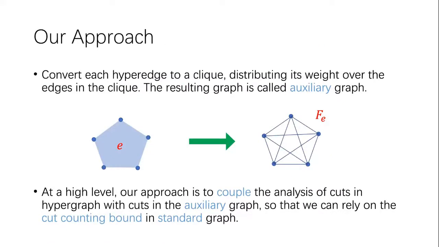Well, in our approach, we create our sparsifier by creating an auxiliary graph. So we first convert each hyperedge to a clique, and then distribute its weight over the edges in the clique. For example, if a hyperedge e has 5 vertices, then we convert it into a clique containing 5 vertices, and we call that Fe. We call the resulting graph the auxiliary graph. And at a high level, our approach is to couple the analysis of cuts in the hypergraph with cuts in the auxiliary graph, so that we can rely on the cut counting bound in standard graphs.